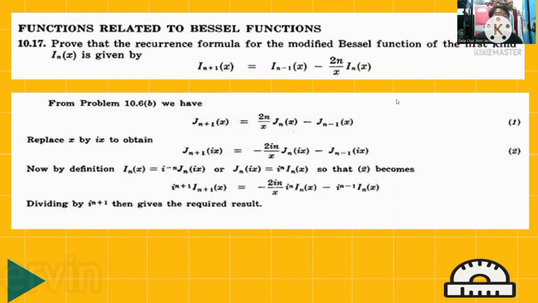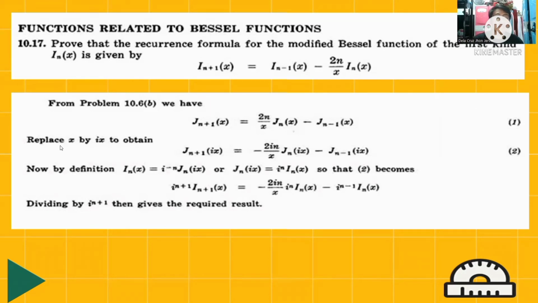Here we will study functions related to the Bessel function. Prove the recurrence formula for the modified Bessel function of the first kind, I_n(x), given by I_{n+1}(x) equals I_{n−1}(x) minus (2n/x) I_n(x). From problem 10.6, we have J_{n+1}(x) equals (2n/x) J_n(x) minus J_{n−1}(x). That is our equation number 1.